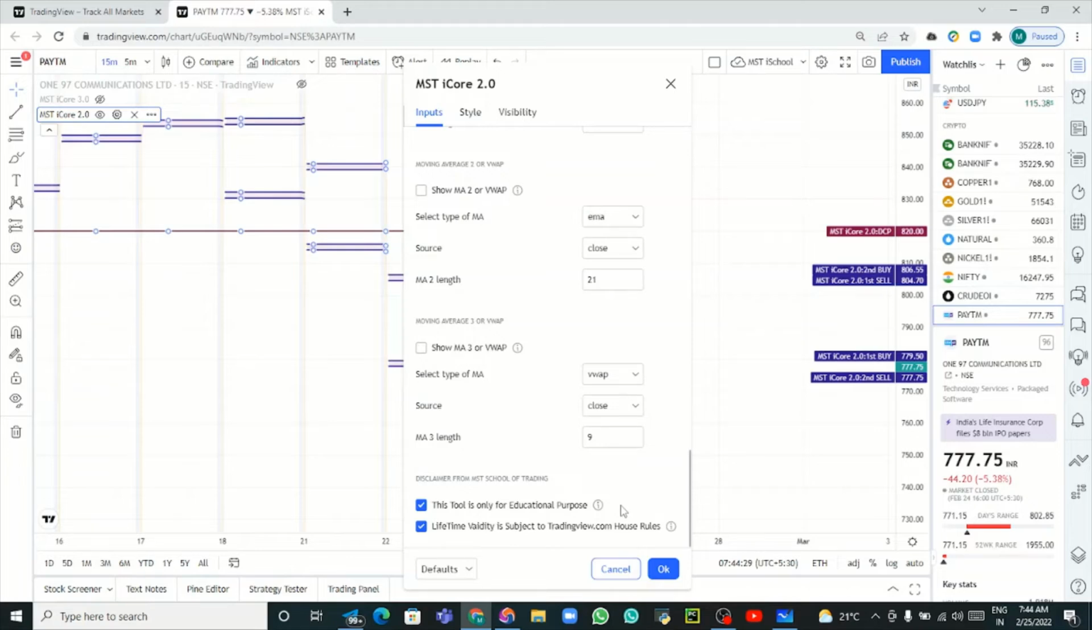As per the government rule, whoever is not SEBI registered cannot give any recommendation for buying or selling stocks or any script of the share market. So that is why it is compulsory to share that we are not SEBI registered. See here, in the self-explanation we have given that we are not SEBI registered and this tool is only for educational purposes. We are not responsible for your profit or loss. And the lifetime validity of this indicator is subject to tradingview.com house rules and other rules set by them. So this is the entire set of things available in the MST iCore 2.0.